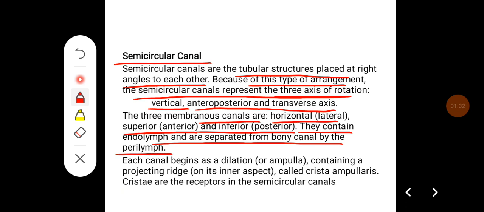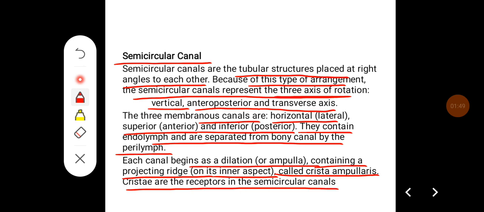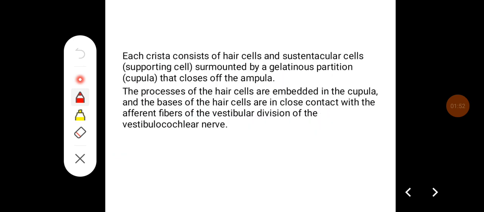Each canal begins as a dilation, which is called as ampulla, containing projections which are called as ridges on its inner part, and they are called as crista ampullaris. Cristae are the receptors of the semicircular canals.